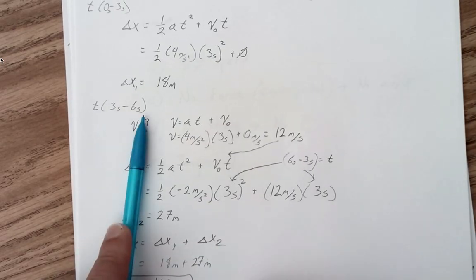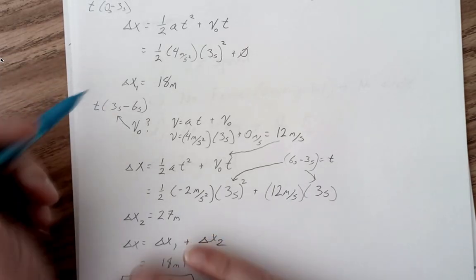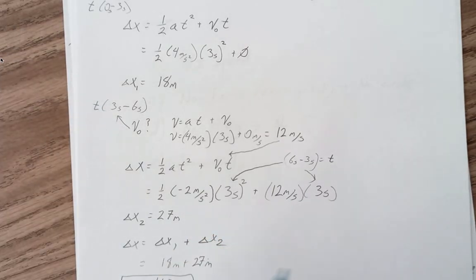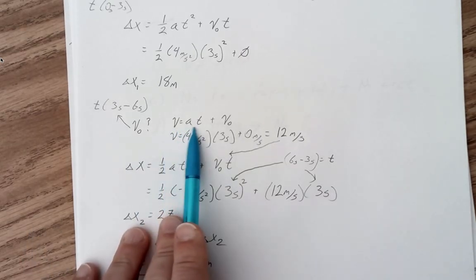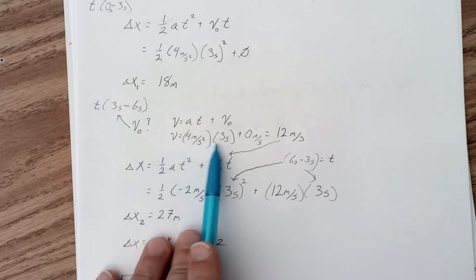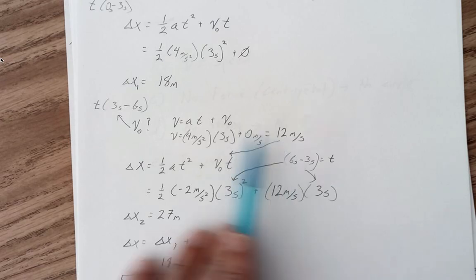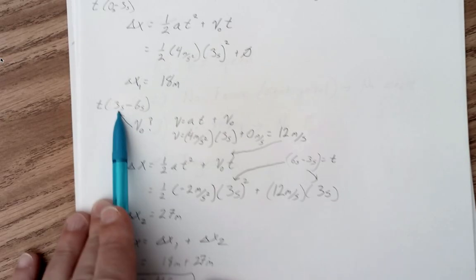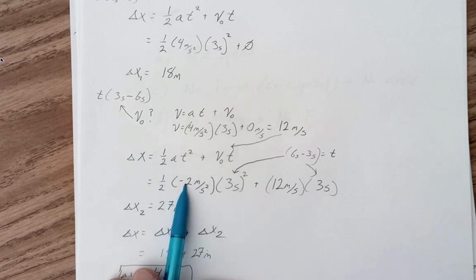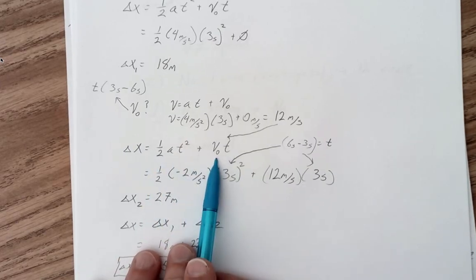Going from 3 to 6 seconds, now the initial velocity at 3 seconds is going to be different than rest because it's been accelerating, it's now moving. So I'm going to solve using v equals a times t. I know the acceleration for the first 3 seconds was 4. The time was 3 seconds, so it was initially going 12 meters per second at 3 seconds. Then we have a negative acceleration. So I'm going to use my 1/2 at squared plus v naught times t.